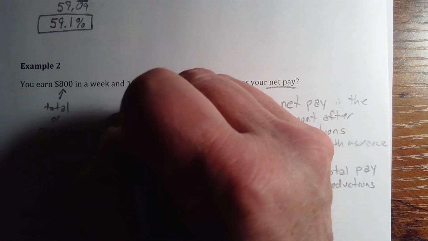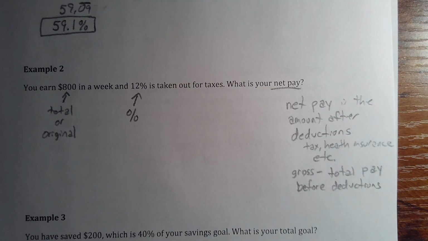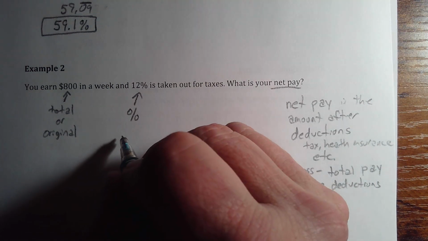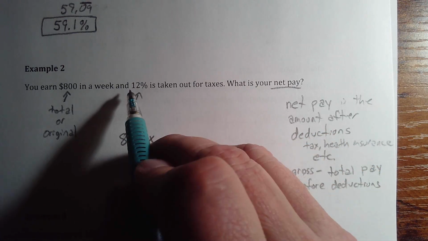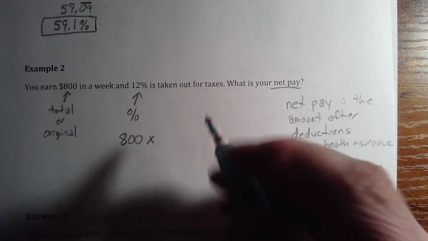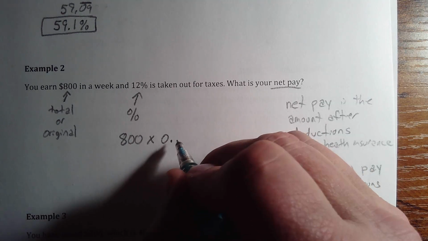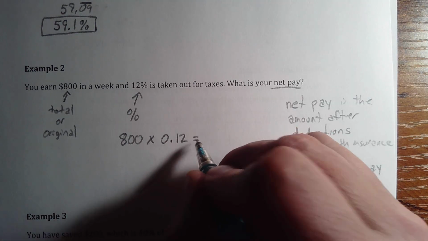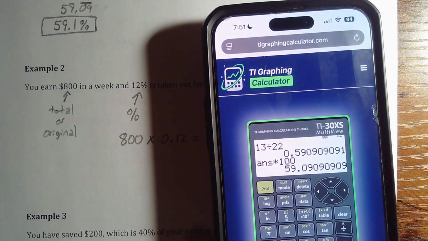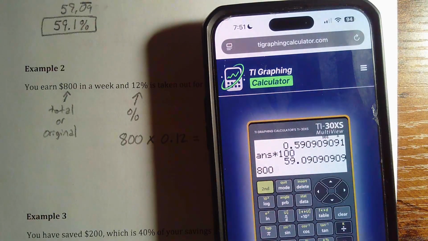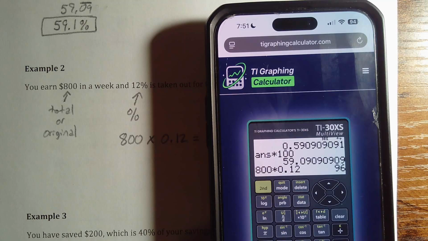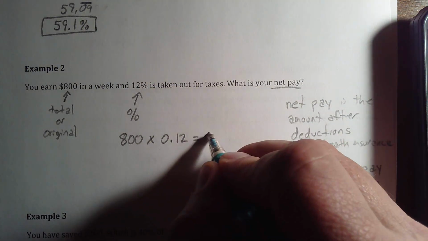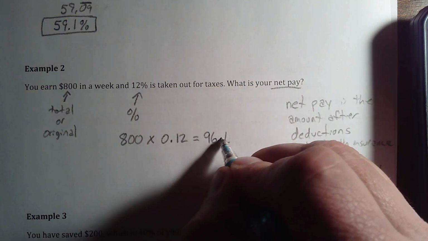And this obviously is your percent. And so the process that we talked about was you take the total amount, you multiply it times the percent, but we have to change this percent to a decimal. So 12% is 0.12 as a decimal. And then we'll do the multiplication. So 800 times 0.12. Hit enter, $96. So that is the amount they're taking out in taxes.